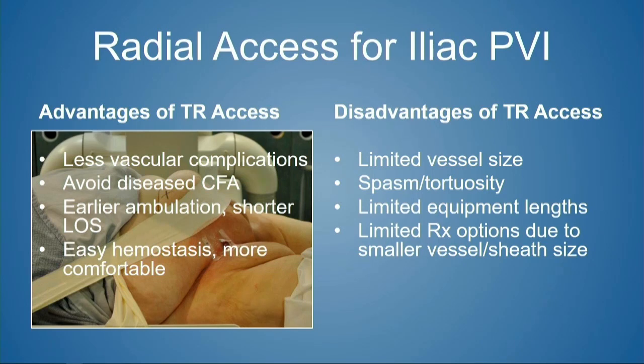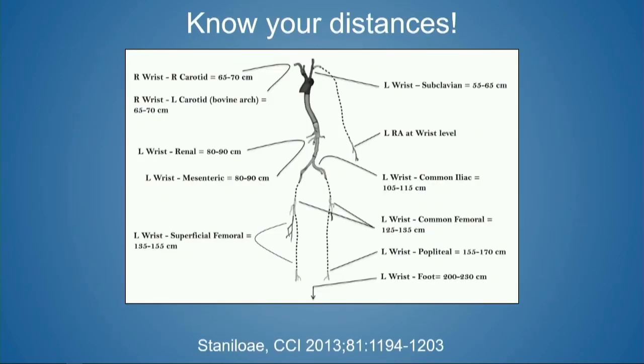But the real limitation has been limited lengths, both in terms of sheaths as well as wires, balloons, and adjunctive stenting. So if you're going to think about doing an iliac intervention from a radial artery, you've got to make sure you measure your distances. And we'll literally measure them to try to figure out if our equipment's going to be long enough to reach, because it's a little embarrassing if you then have to stick the patient higher up in the arm, for example.